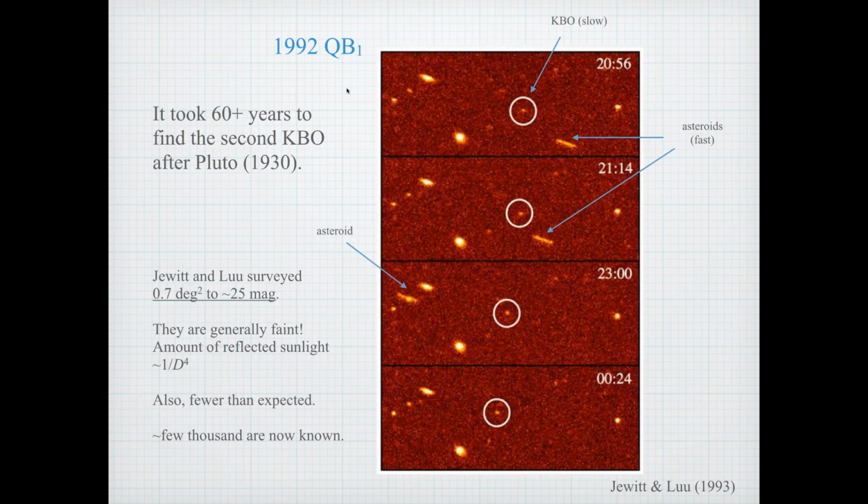So Pluto is the first Kuiper Belt object that was found, even though it was originally a planet. Now it's a Kuiper Belt object found in 1930. The second Kuiper Belt object was found in 1992. It took 60 years to find that second one. These are the pictures that were taken to discover this object. This object has a name of 1992 QB1.